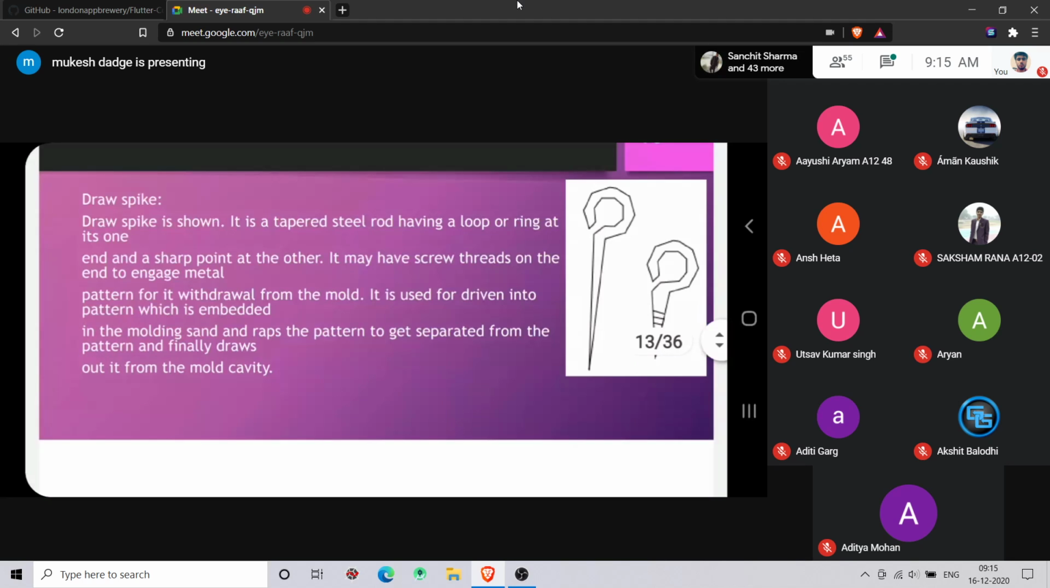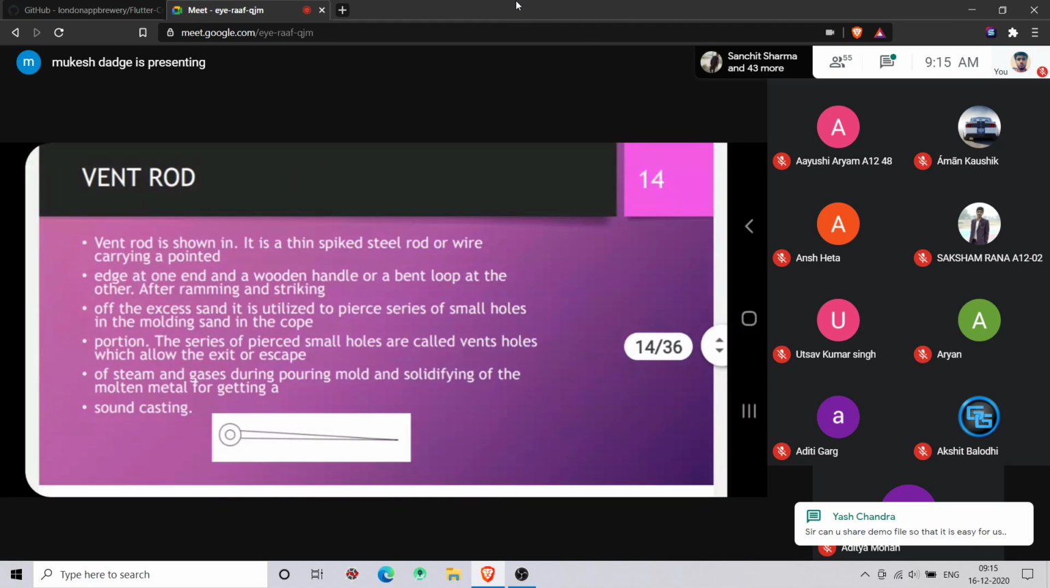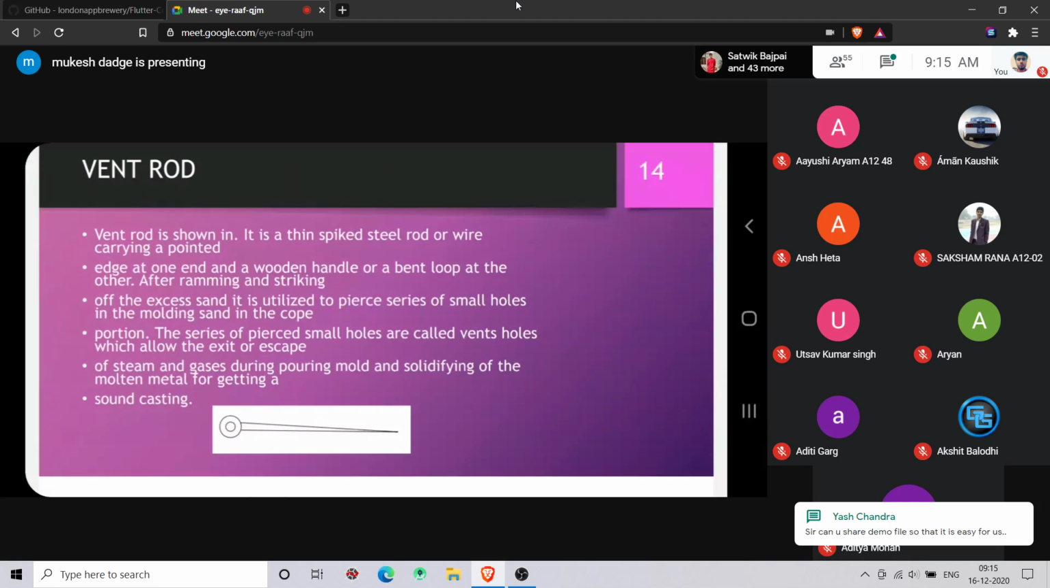So vent rod is there, right? Venting means to escape the gases from the molten metal. Sand permeability property is there, but again that is not enough to withdraw the gases from the molten metal in that cavity. So you have to do venting operation. So vent rod is used for that one.